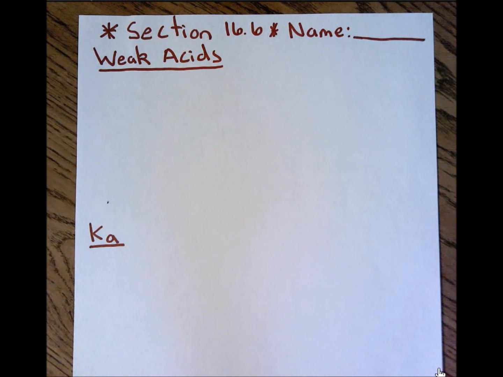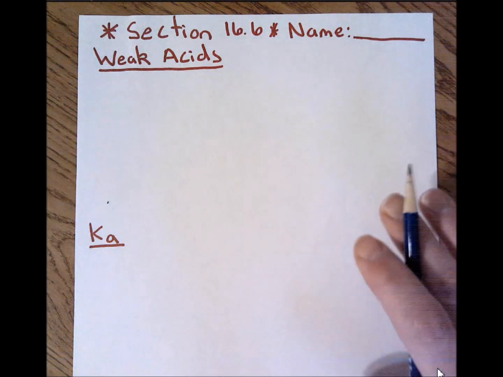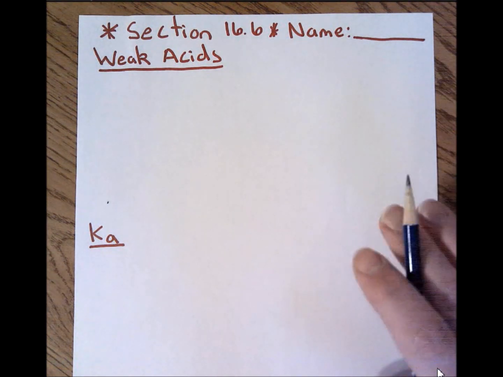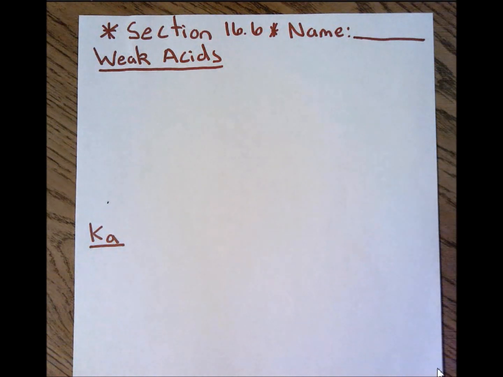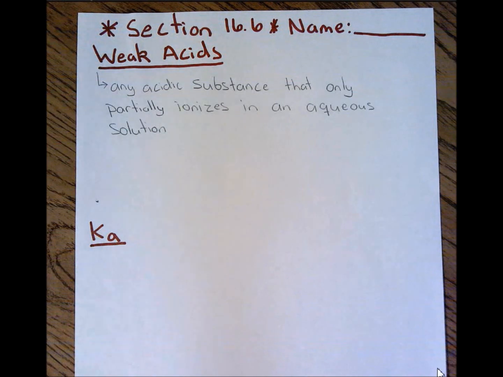And then the second objective is to calculate the percent ionization for an acid knowing its concentration in solution and the value of Ka. So let's get started with just a generic definition of what a weak acid is. A weak acid is a substance that only partially ionizes in an aqueous solution, and that is an acidic substance. Let me write that down, and then we'll talk more about it.